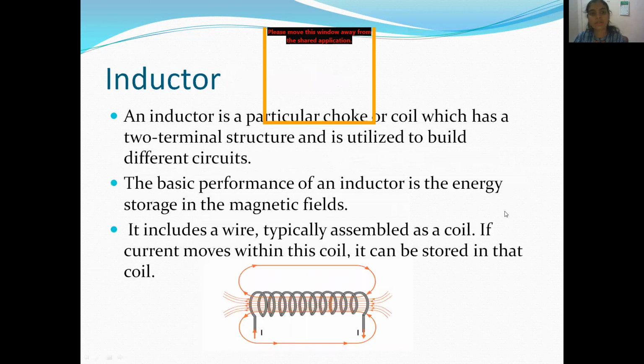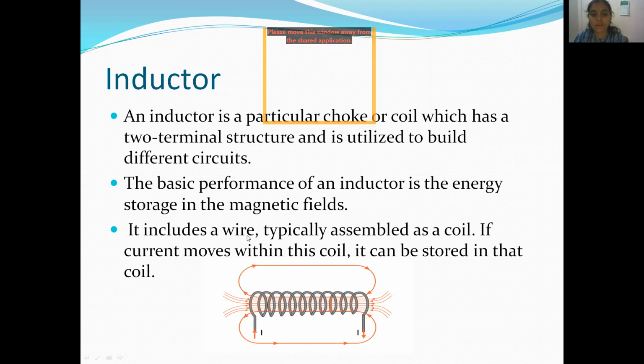Now next you see the inductor. An inductor is a particular choke or coil which has a two terminal structure, and it is utilized to build different circuits. The basic performance of the inductor is the energy storage in the magnetic field.